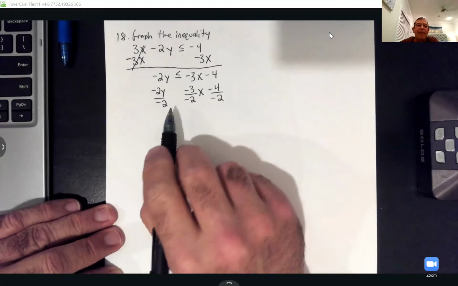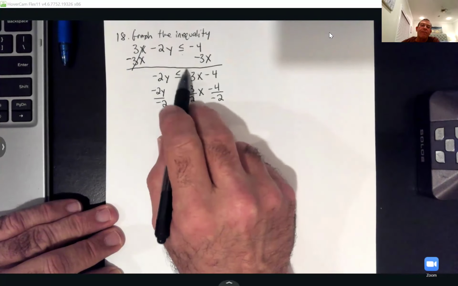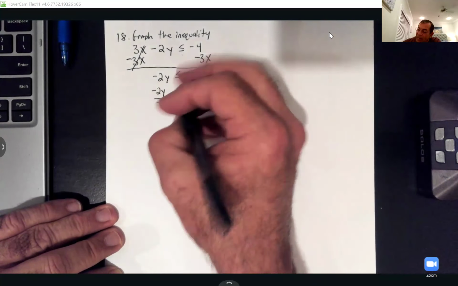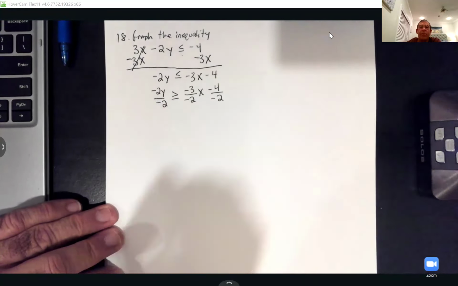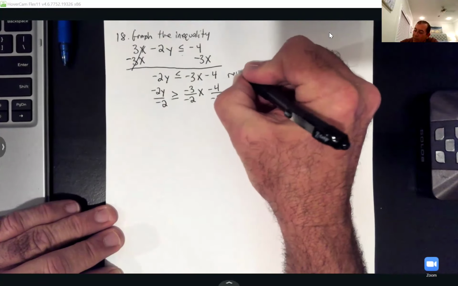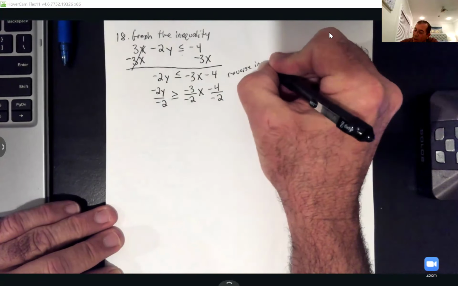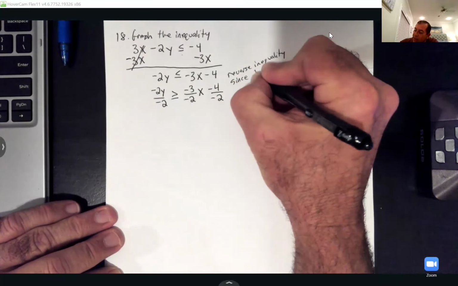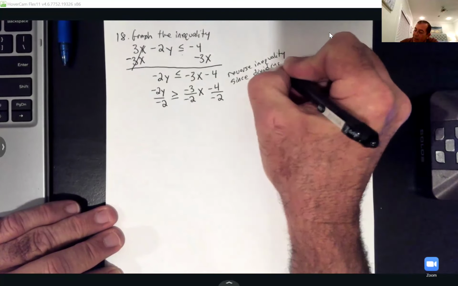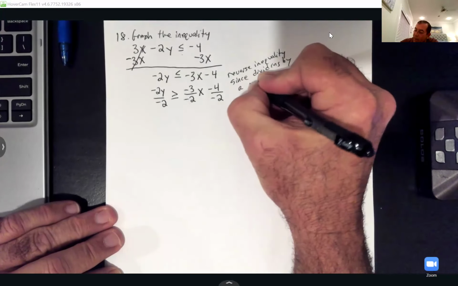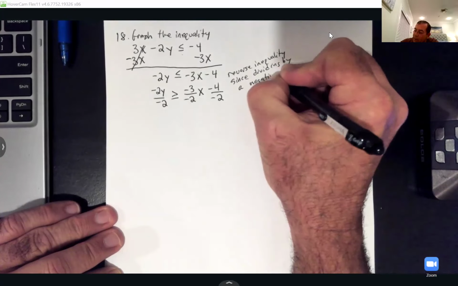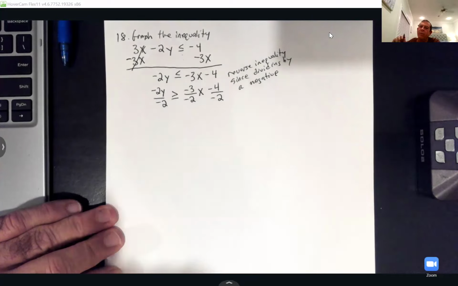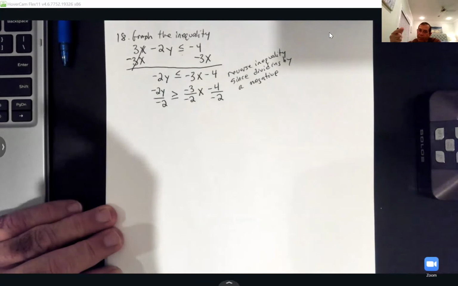Which means since I divided by a negative, I'm going to reverse my inequality. And instead of a less than, it's now going to be a greater than or equal. So reverse the inequality, since dividing by a negative. And y'all, I'm pretty sure everybody's going to have a negative in front of their y. So be careful. If it's negative, it will flip.